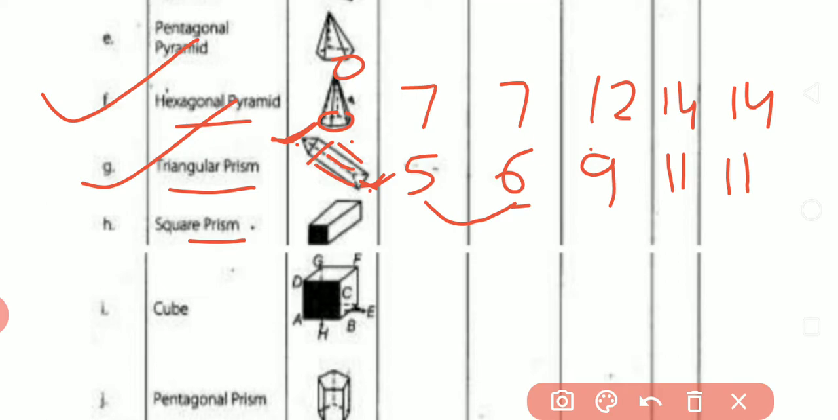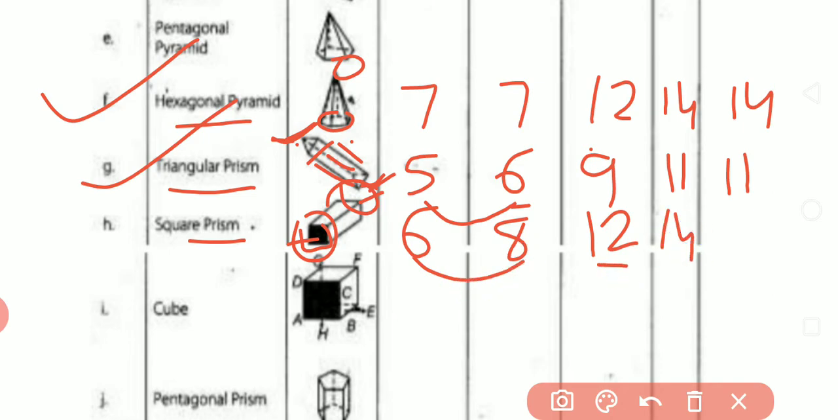Square prism, so you can see that both top and bottom are squares and sides are rectangles or parallelograms. So 2 squares means 1 at the base, 1 at the top, 2 faces, and 4 side faces, 6 faces. Vertices, so 4 vertices at the top and 4 at the bottom, there are 8 vertices. Edges, you can find, 4 edges at the top, 4 at the bottom, 8, and 4 sides, so 12. So you can find F plus V here. 8 plus 6 is 14, and 2 plus 12 is also 14.